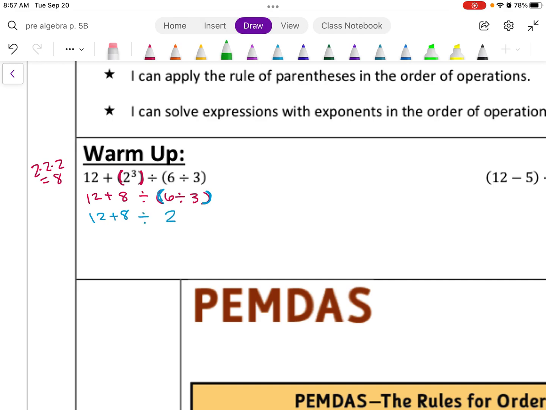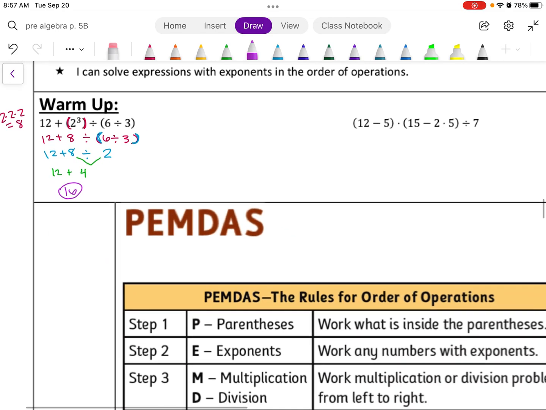Well, we did our parentheses, and we did our exponents. Now we multiply, divide. So I see 8 divided by 2, which I know is 4. So last but not least, 12 plus 4 is 16. You can go ahead and try the other one on your own.